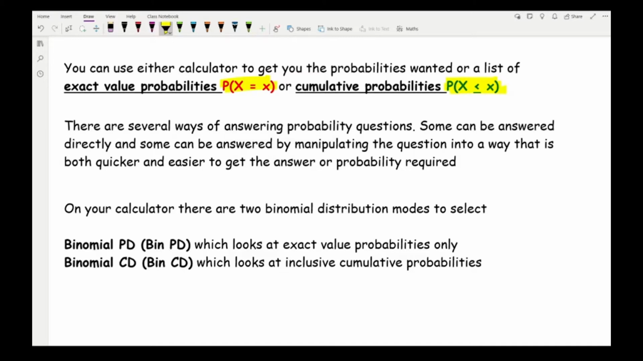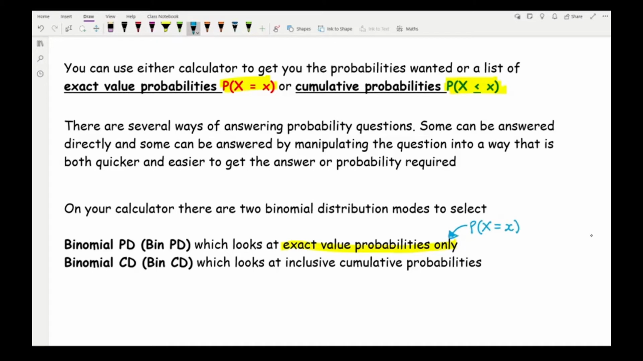Now, on your calculator there are two binomial distribution modes for you to select, and it's important you understand what both of those two things mean. How it's written on your calculator might be slightly different to what you can see on the screen, but it generally means the same. On one calculator, binomial PD looks at exact value probability. So if you've got a question, or a part of a question, where you want to work out the probability that x equals a certain value, then binomial PD is the one for you to look for.